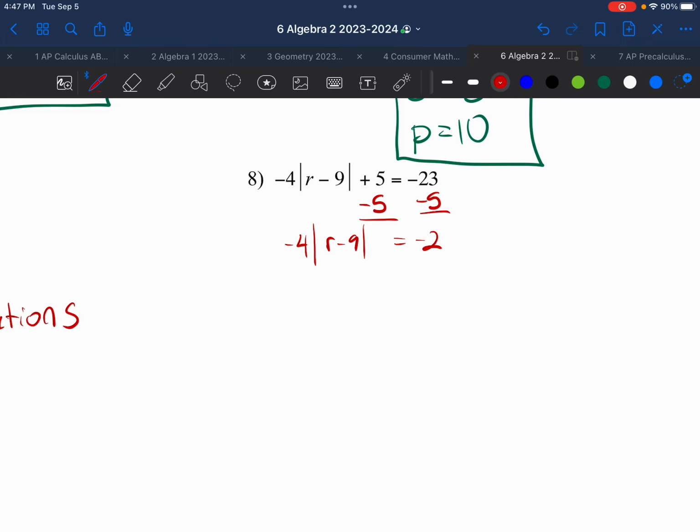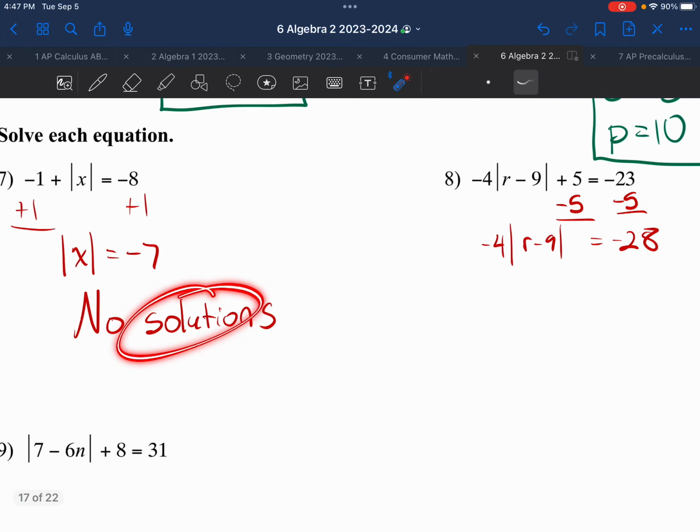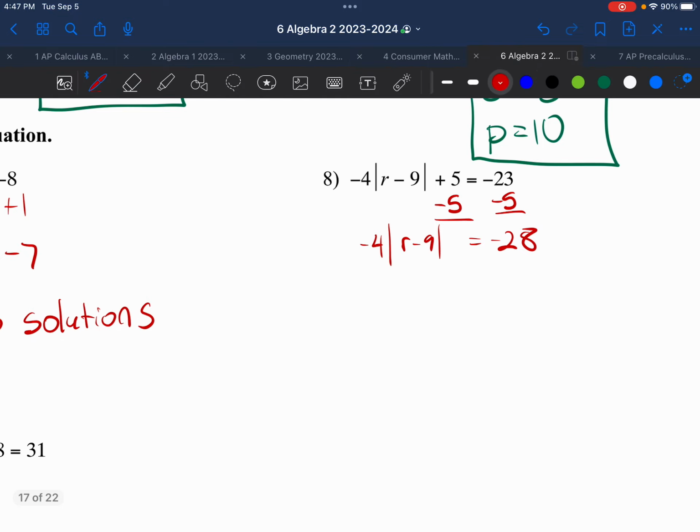This is going to be negative 4 times the absolute value of r minus 9, and that is going to be equal to negative 28, which makes me worry because I had a negative in the last problem and it was no solutions. Hopefully I can get rid of that negative, and indeed I can because I'm going to divide by a negative 4, and a negative divided by a negative is a positive. 28 divided by 4 is 7, meaning that we have the absolute value of r minus 9 is equal to 7.